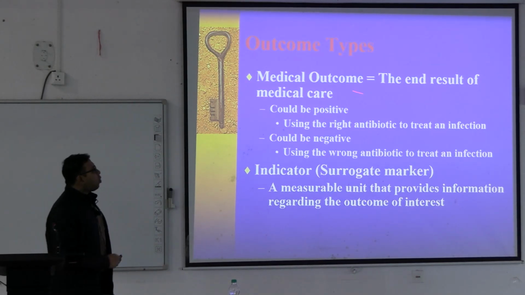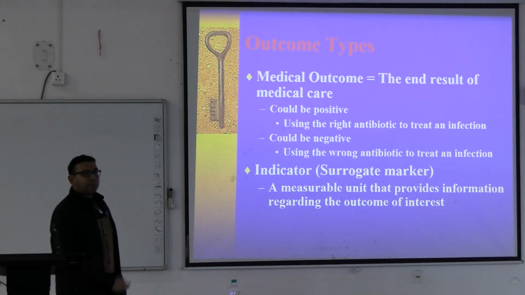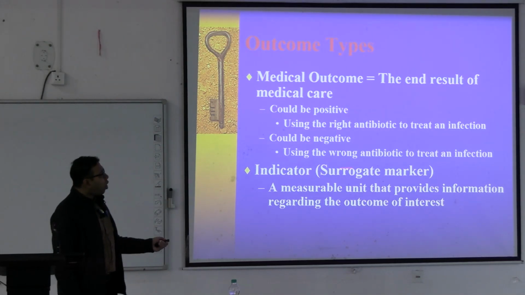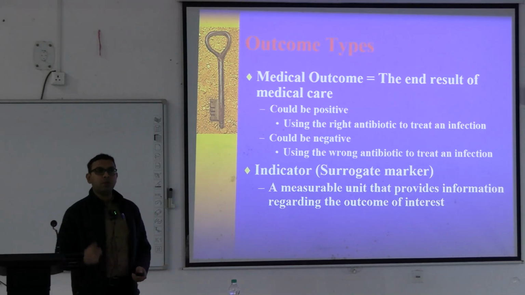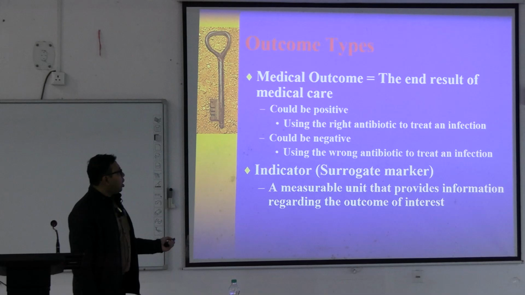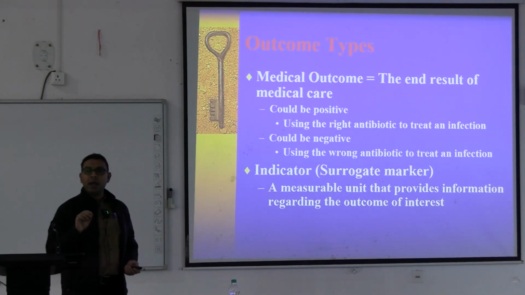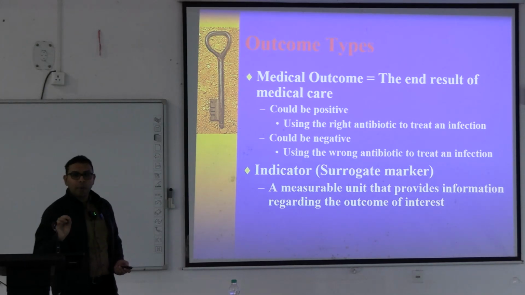So there are different types of outcomes. The most common, we know, is the medical outcome, which is the end result of the medical care. That may be positive, for example, using the right antibiotic to treat an infection. That may be negative: the wrong antibiotic to treat an infection will not heal the disease, and there is also a resurgence of resistance. So there are indicators, different types of surrogate markers, from which we can determine whether the treatment we are giving ultimately gives rise to some meaningful medical consequences or outcomes or not.